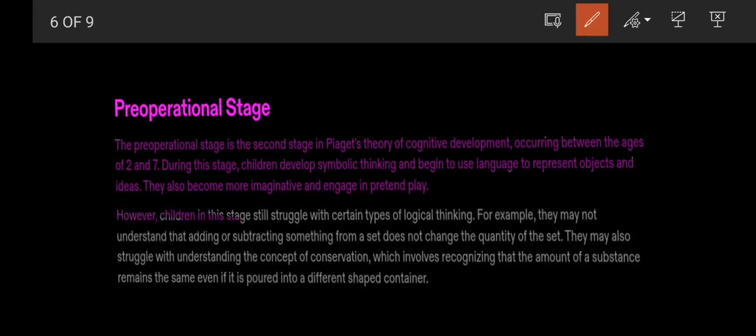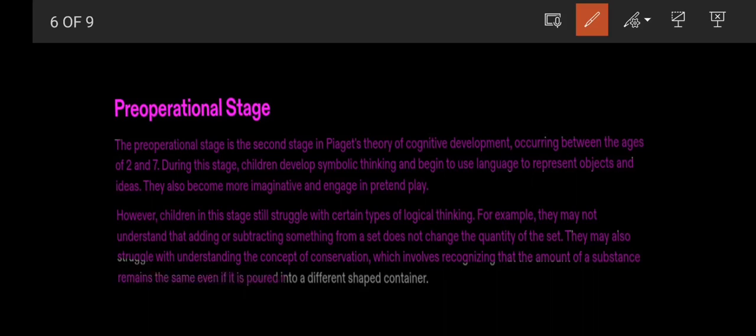However, children in this stage still struggle with certain types of logical thinking. For example, they may not understand that adding or subtracting something from a set does not change the quantity of the set. They may also struggle with understanding the concept of conservation, which involves recognizing that the amount of a substance remains the same even if it is poured into a differently shaped container.